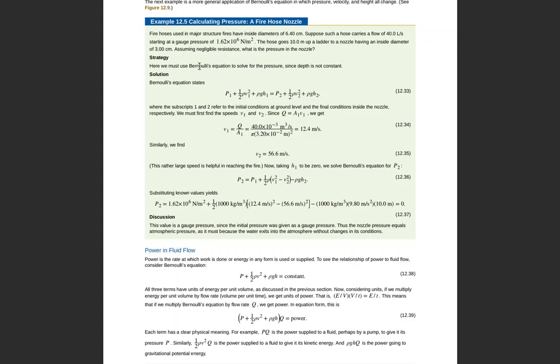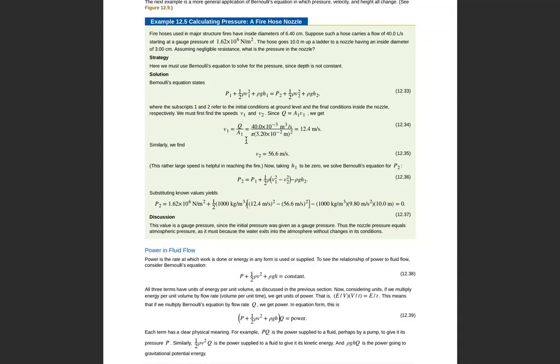So here we use the Bernoulli equation, because remember, this has to be a constant from the beginning to the end. So we must first find speeds v1 and v2. We use the flow rate equals A1 v1. We're trying to find velocity 1, so we divide by A1. So we have Q over A1, and we know Q, which is 40 liters per second. And we know A, which is pi times the radius. Remember, this is a diameter, 6.4 divided by 2, 3.2. So that gives us 12.4 meters a second.